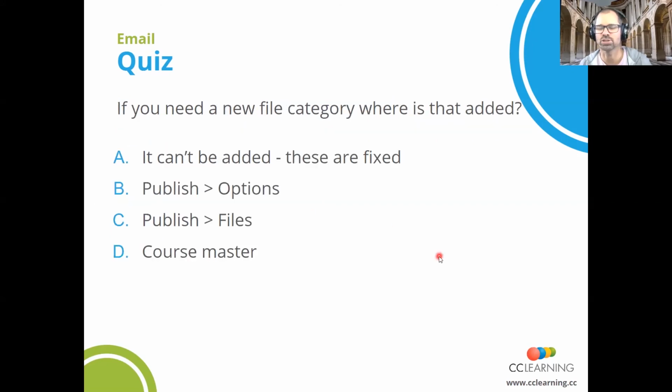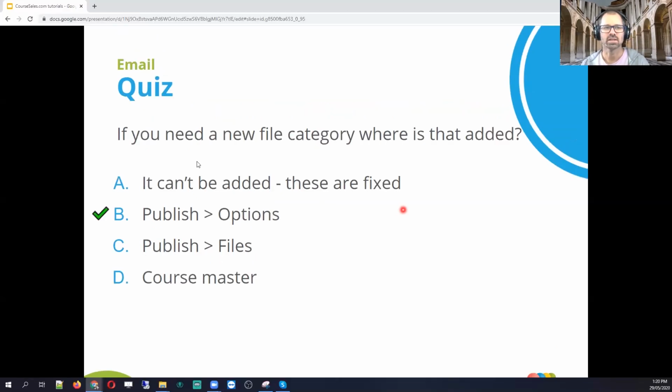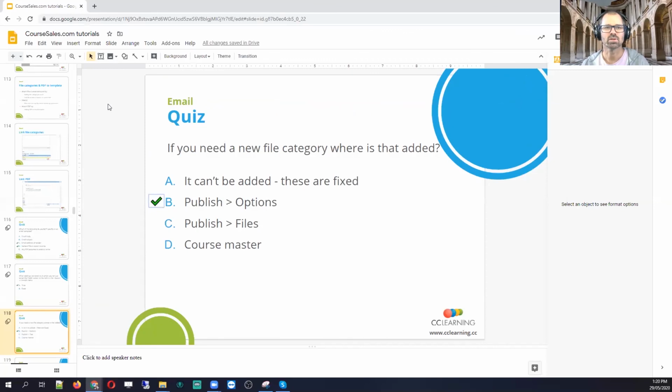Okay, another question. I think we've only got one more after this, so don't worry, not too many. If you need a new file category, where is that added? Now, I haven't actually covered this. File categories are specified, not surprisingly, in options. Okay, so they're specified in options. So let's just dive out of the slides here, and let me take you to my demonstration area.